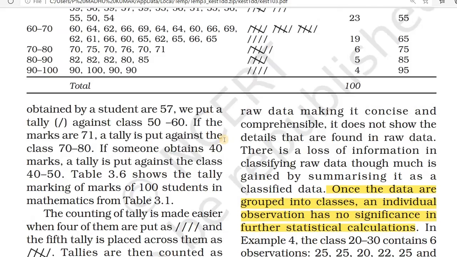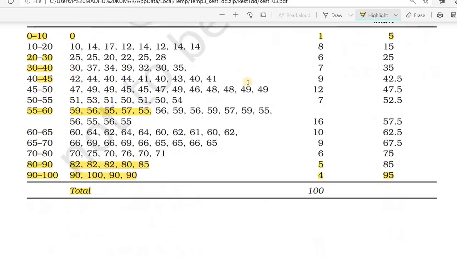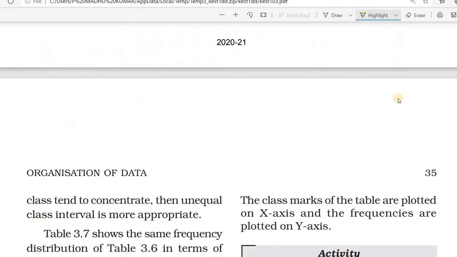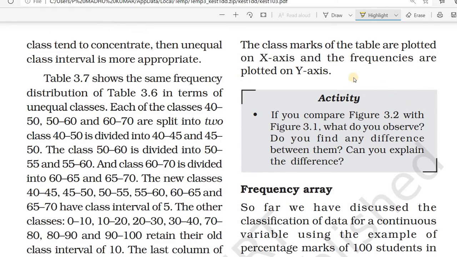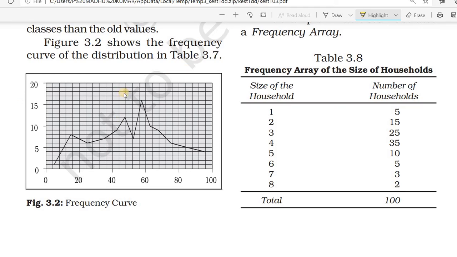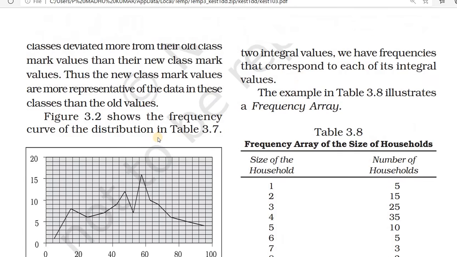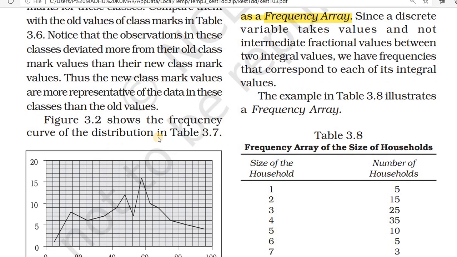This one was the old table. In that one it was like that. What we did means we divided between 50 and 55 how many values are there. We took those values and found this class mark. Then with that class mark, here you can see a frequency curve of a distribution. Here you can see we marked those frequency points in that curve.